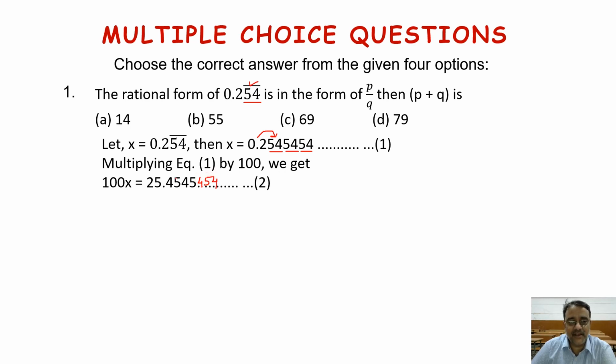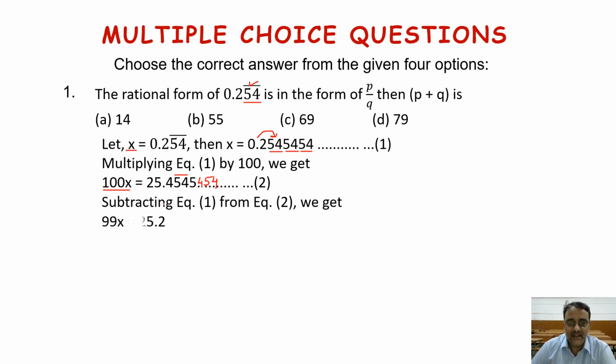So what we can take? We can write bar here, 54 bar. Now we have to subtract these two. Okay, subtracting equation 1 from 2 we get 100x minus x is equals to 99x and this will be 25.2. Only this part will be subtracted, this will cancel. So x is equals to 25.2 upon 99. If we want to remove this decimal, we have to multiply by 10. So finally we'll get 252 by 990. This step is clear?